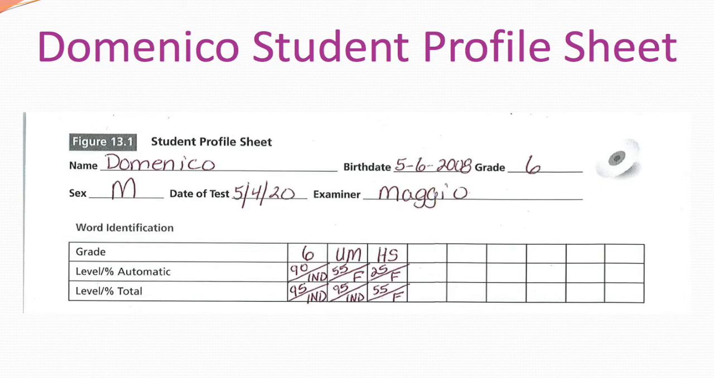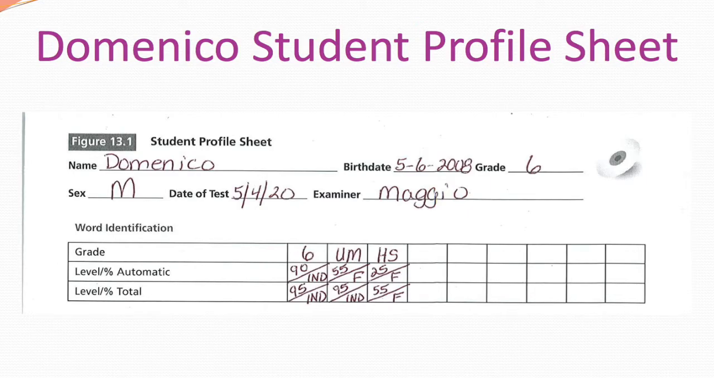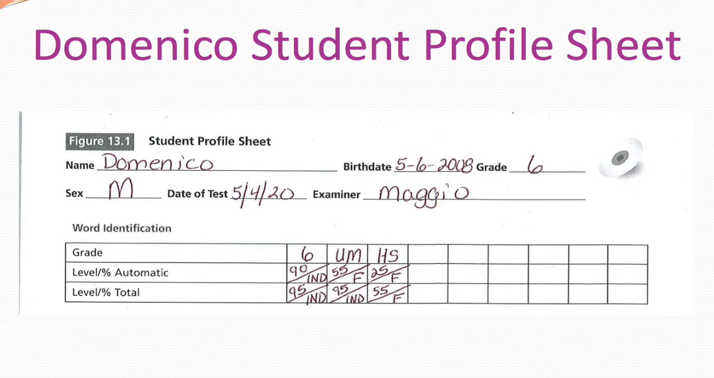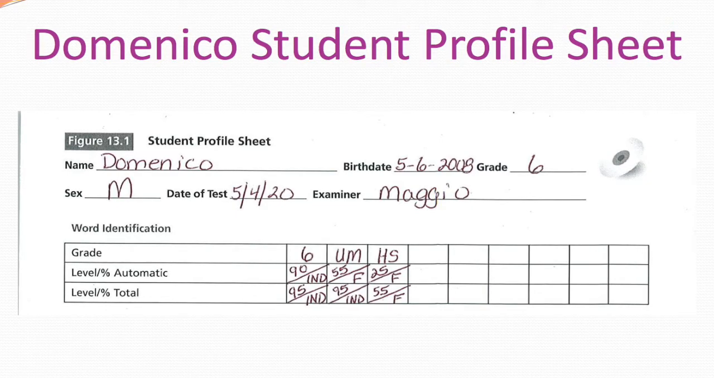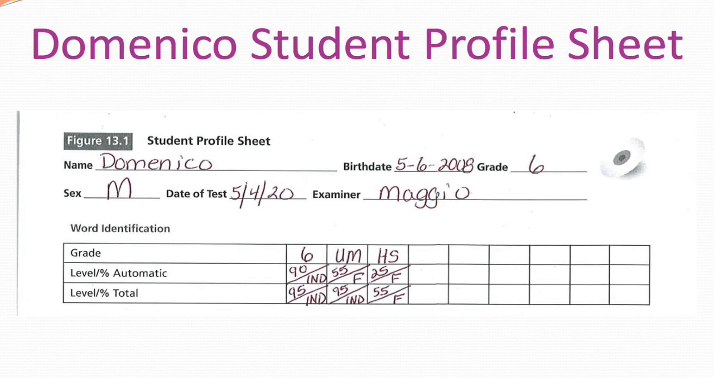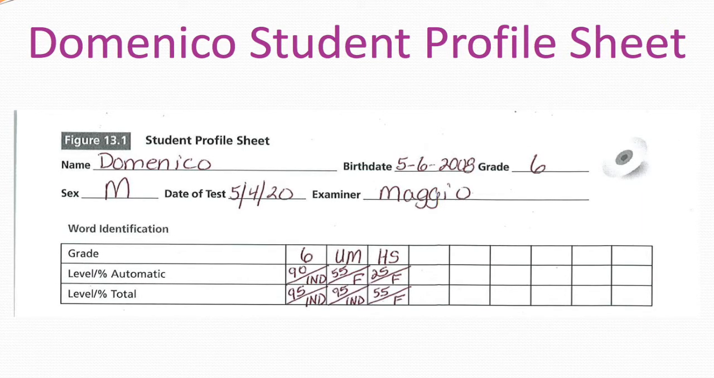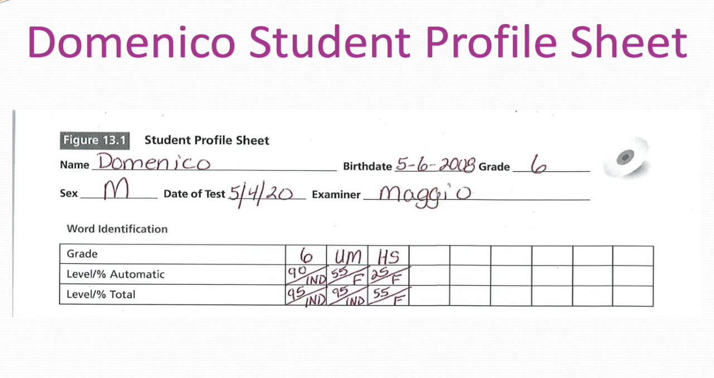So on that completed student profile sheet, again, we can see here where on the second column we put the grade for upper middle school. We drew the line diagonally across the box. We put 55% automatic with the F for frustration below. And then the next box below that for the level total percent correct, we drew the line across. We put 95% with IND for independent below.